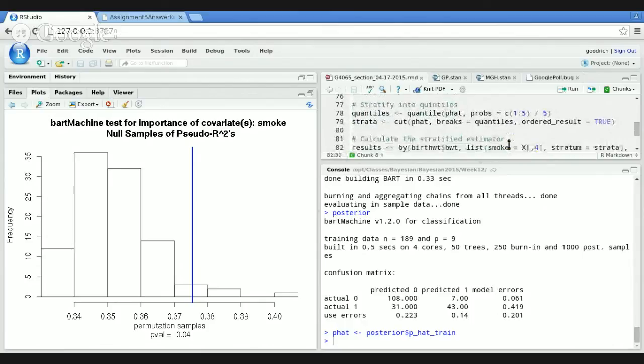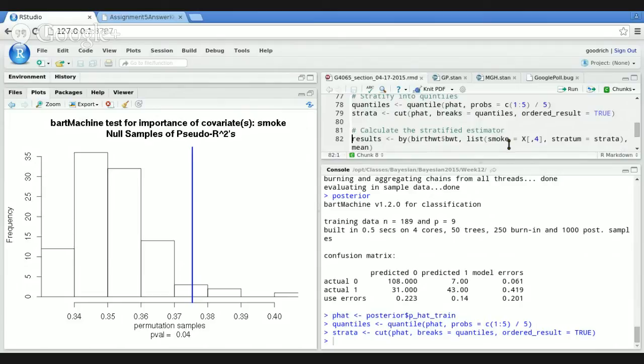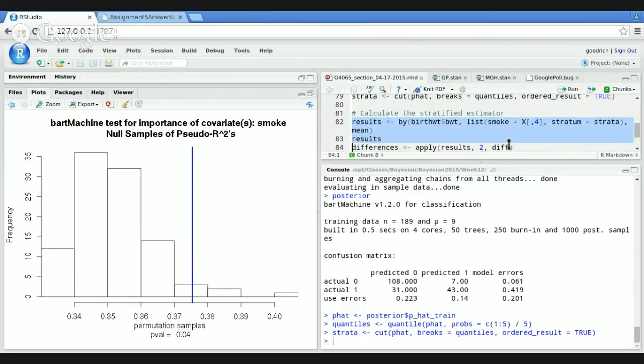And then there are different ways to do this. A lot of people in the propensity score literature just stratify the probabilities into about 5 buckets. So I will make quantiles, and then I will cut the estimated probability of being a smoker into a categorical variable based on the cut points coming from the empirical quantiles. So we have that. And now for each of those 5 strata, we can calculate the means for the birth weight of the baby.